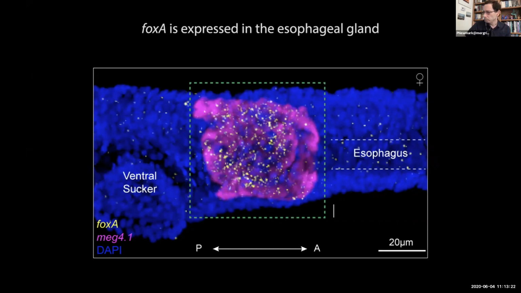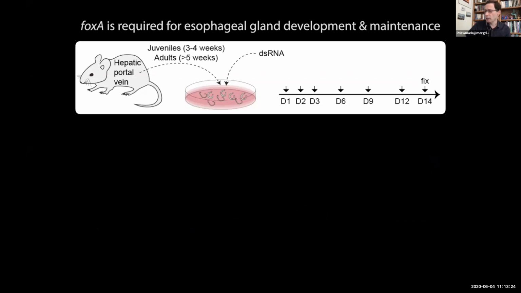Okay, so we wanted to know what FoxA was doing in the parasites. They're susceptible to RNA interference. So we can harvest parasites from a mouse host, and we can do this at various time points post-infection.